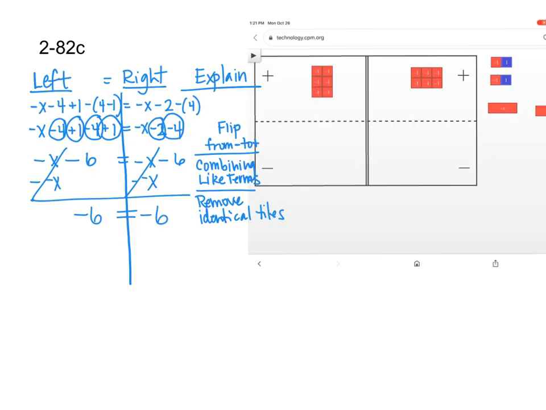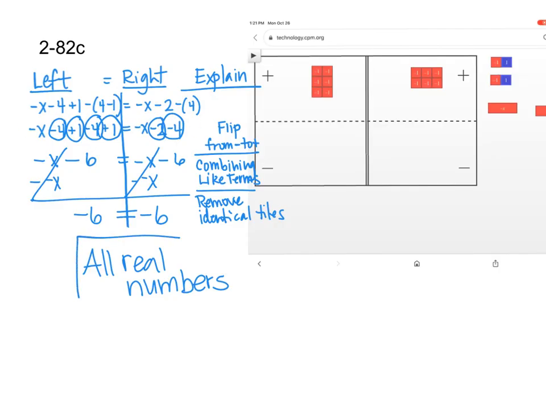Well, is that a true statement? Yes, it is. So middle school algebra students, this is a sign that the solution to this equation is all real numbers. In other words, any number that you substitute into the original equation for x will make the equation a true statement.